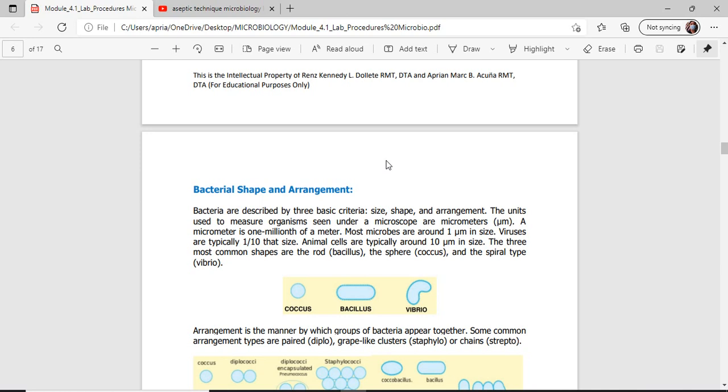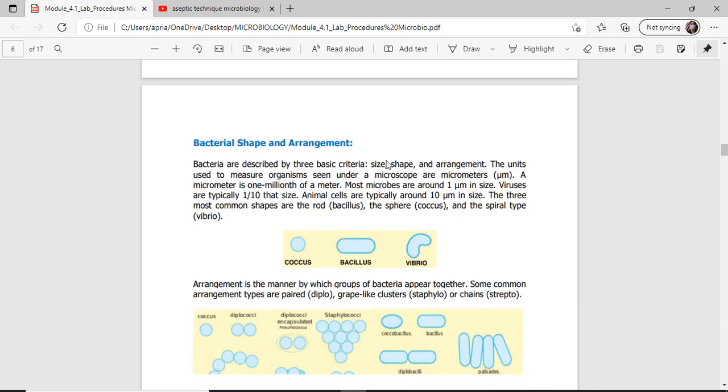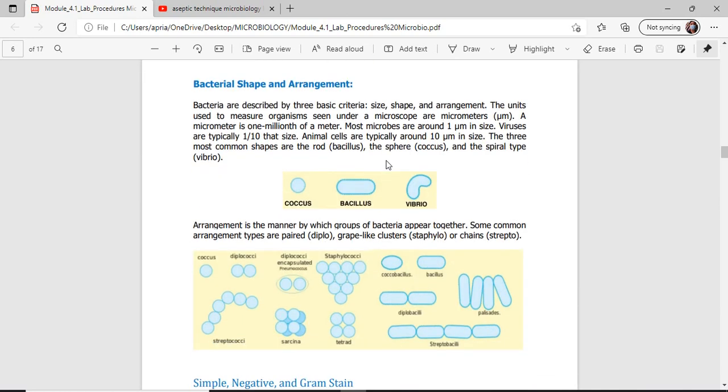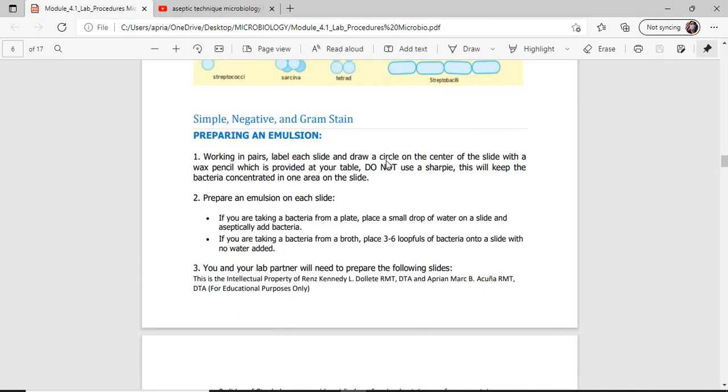Then you have here bacterial shapes and arrangement. Discuss ko na to sa aton nga starting sa aton previous nga video or video presentation sa aton nga topic.